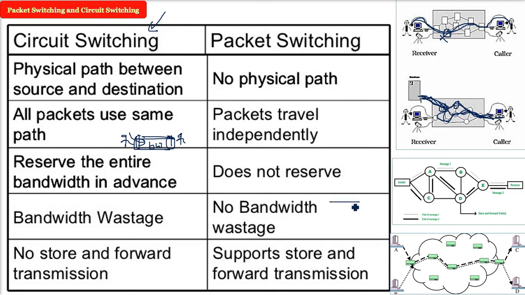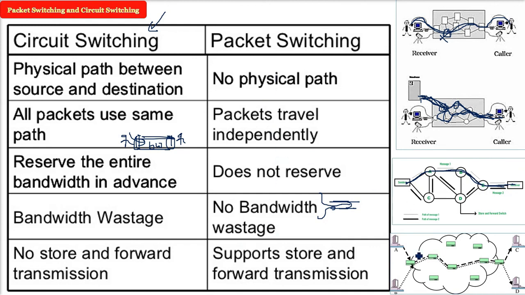In packet switching, there is no bandwidth wastage. Bandwidth, you can think of as a pipe. How wide the pipe is decides the bandwidth. So bandwidth is wasted in circuit switching, not in packet switching. In circuit switching, there is no store and forward transmission. Packet switching supports store and forward transmission. Now in circuit switching, once you establish a path, there is no need to store. The packets have to take the same path every time.